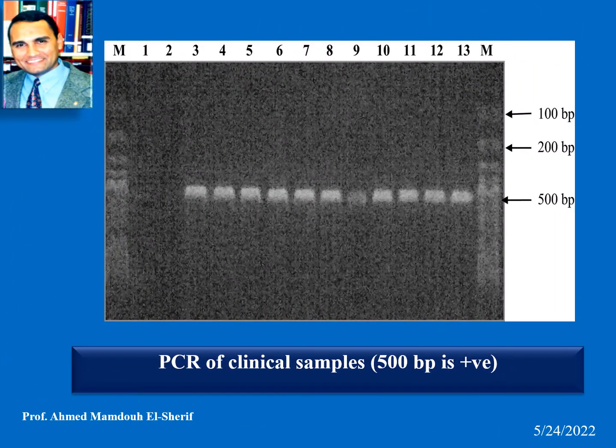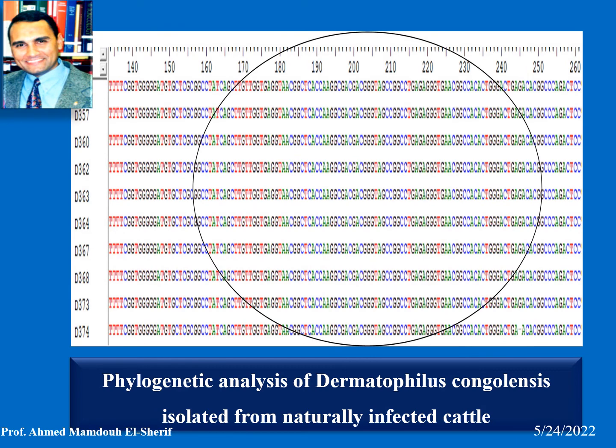PCR of specimens of infected animals from lane number 3 up to lane number 13 with 500 base pair showing the positive of these clinical samples for presence of Dermatophilus congolensis. Phylogenetic analysis of Dermatophilus congolensis isolated from naturally infected cattle shows there is no difference in their isolated strains, and all of them have the same phylogenetic tree with small differences between them.